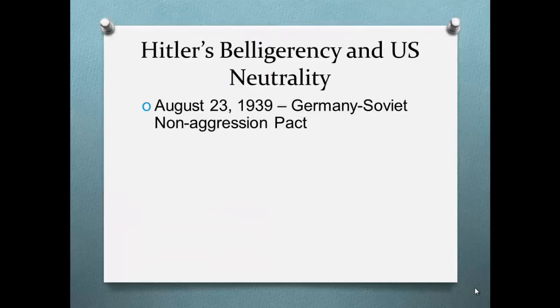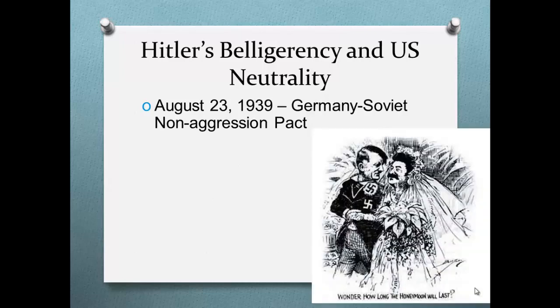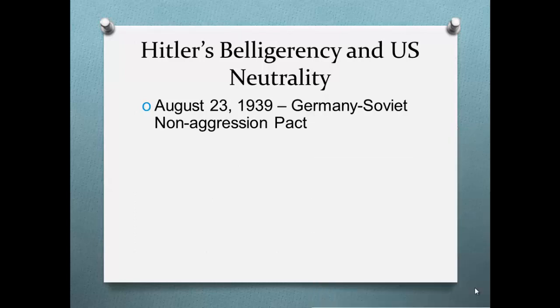Okay, in August of 1939, Hitler and Stalin shocked the world by signing a non-aggression pact. This is not an alliance, but simply an agreement that the two sides will not fight each other. Here's a very famous political cartoon. It says, "Wonder how long the honeymoon will last." And this shocks people because fascists and communists do not like each other whatsoever. But Stalin wanted to ensure that he wouldn't be invaded, and Germany wanted to ensure that if they took over other land, the Soviet Union would not get involved.